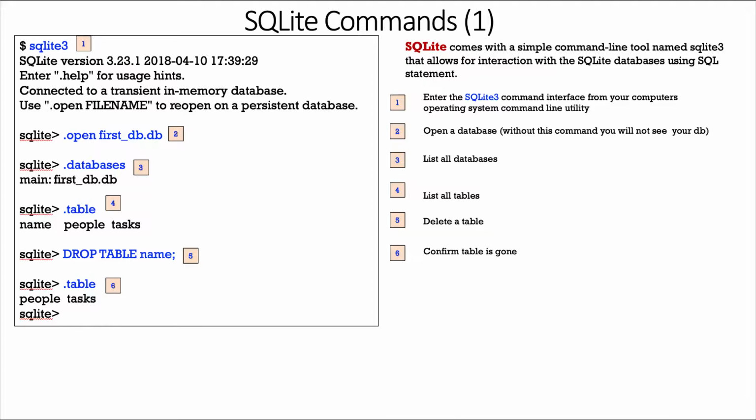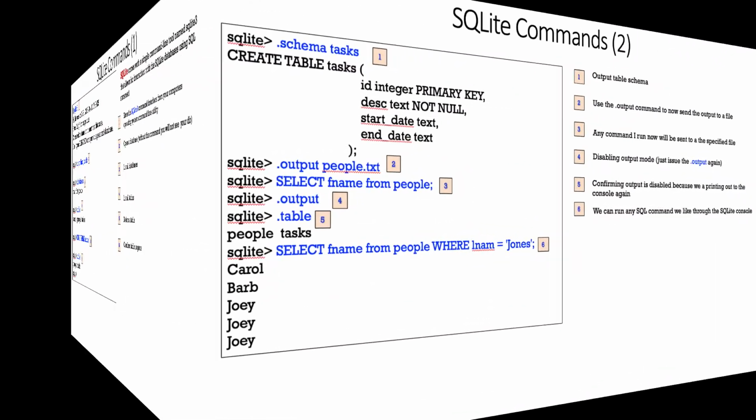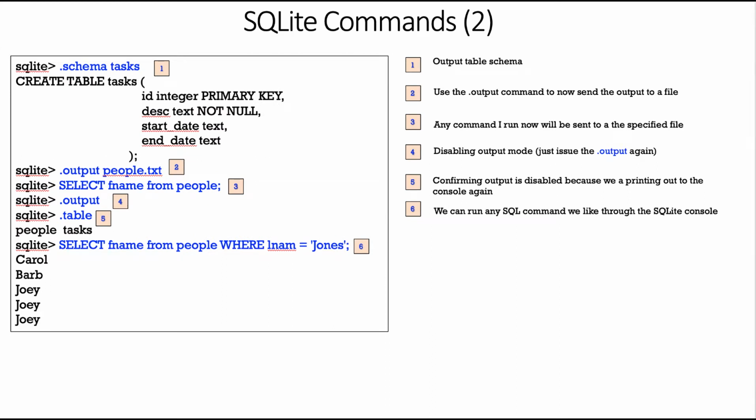Name is no longer there because we dropped it. So that worked. The .schema command allows us to see the schema of the database table. So .schema tasks, and we see that we have 4 fields: ID, description, start, and end date.